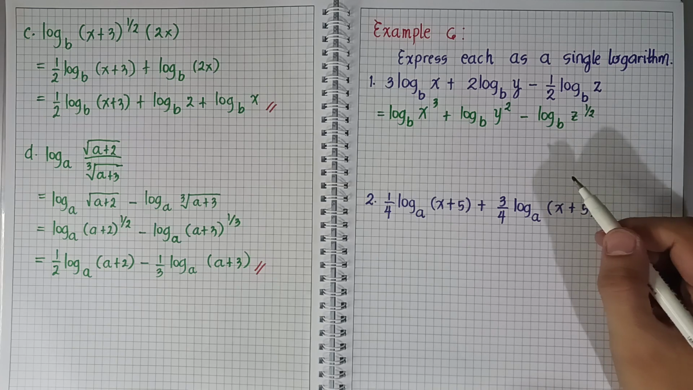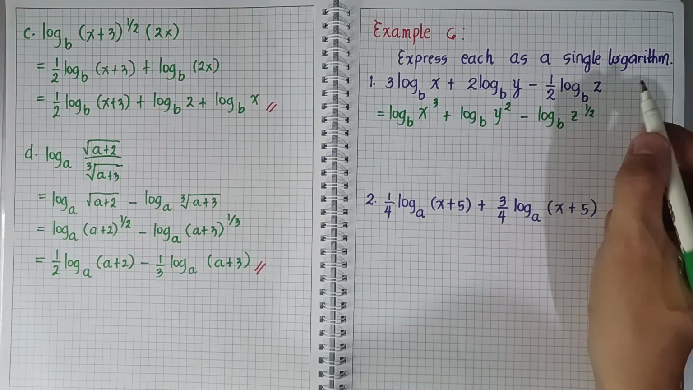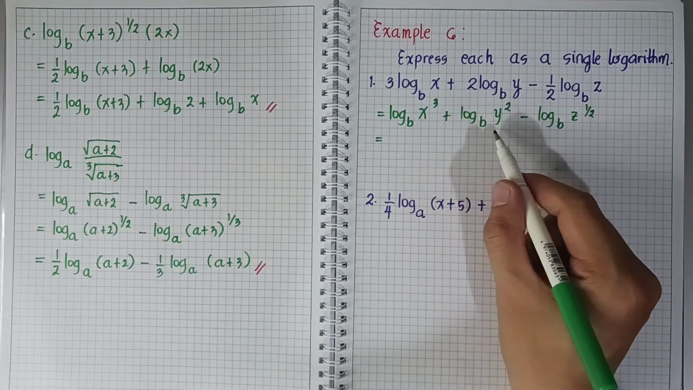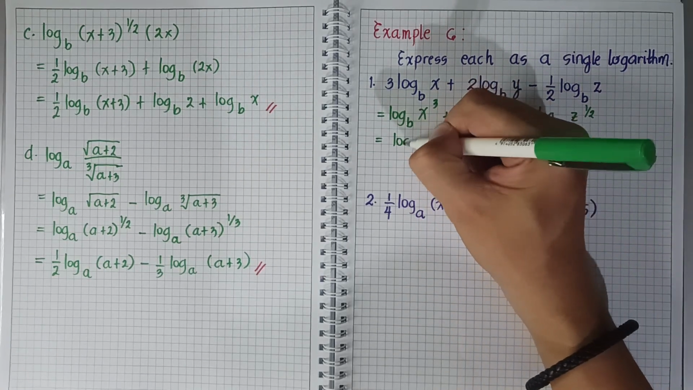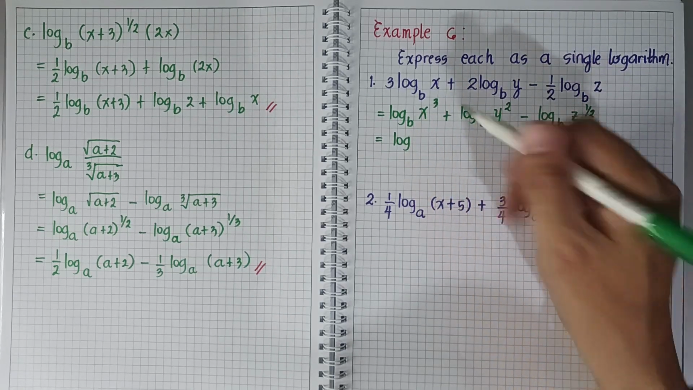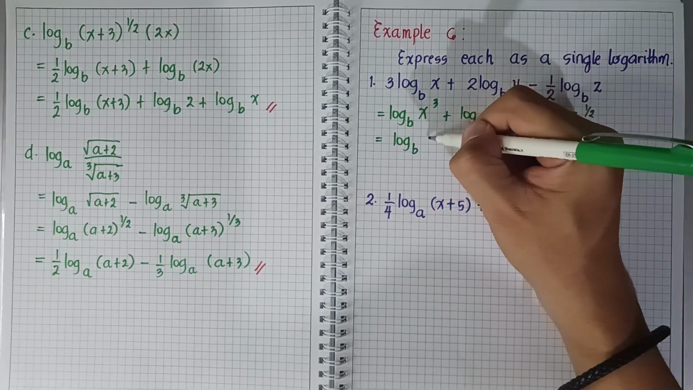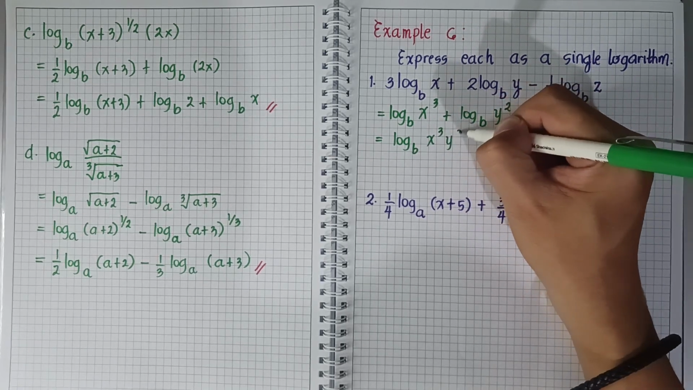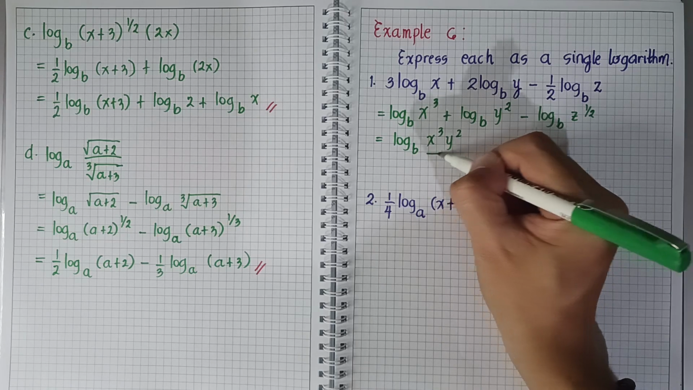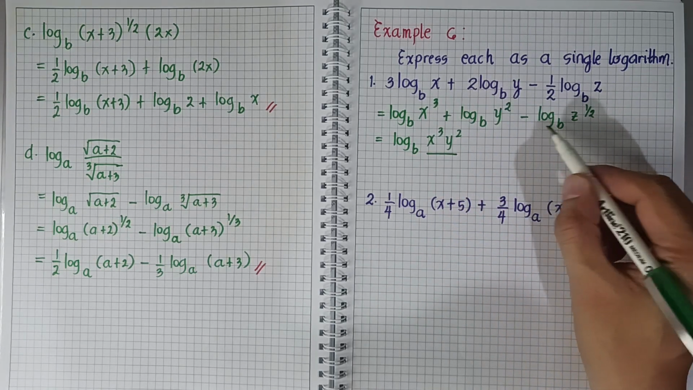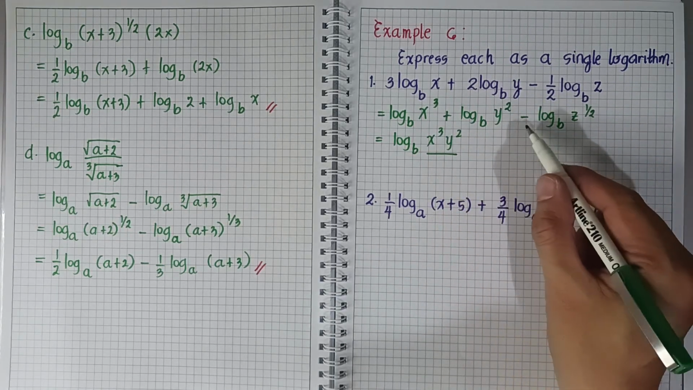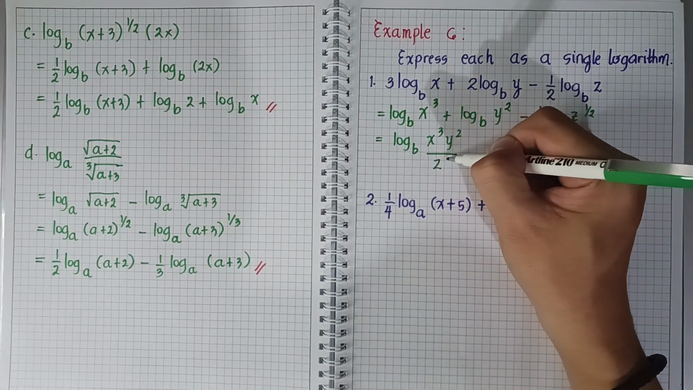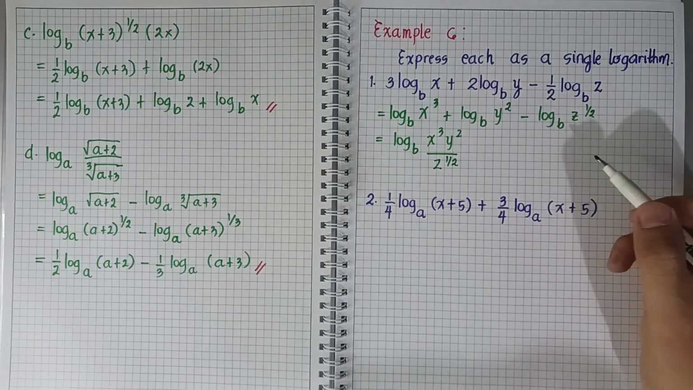Okay. So, it's not yet done. It's not yet a single logarithm. Okay, so they have the same base, right? Why not? Let's combine them. And then x cubed. And then y squared. Right? Over. This. Why did we get a division? Because of the minus, right? Okay, very good. So, z raised to 1 half.